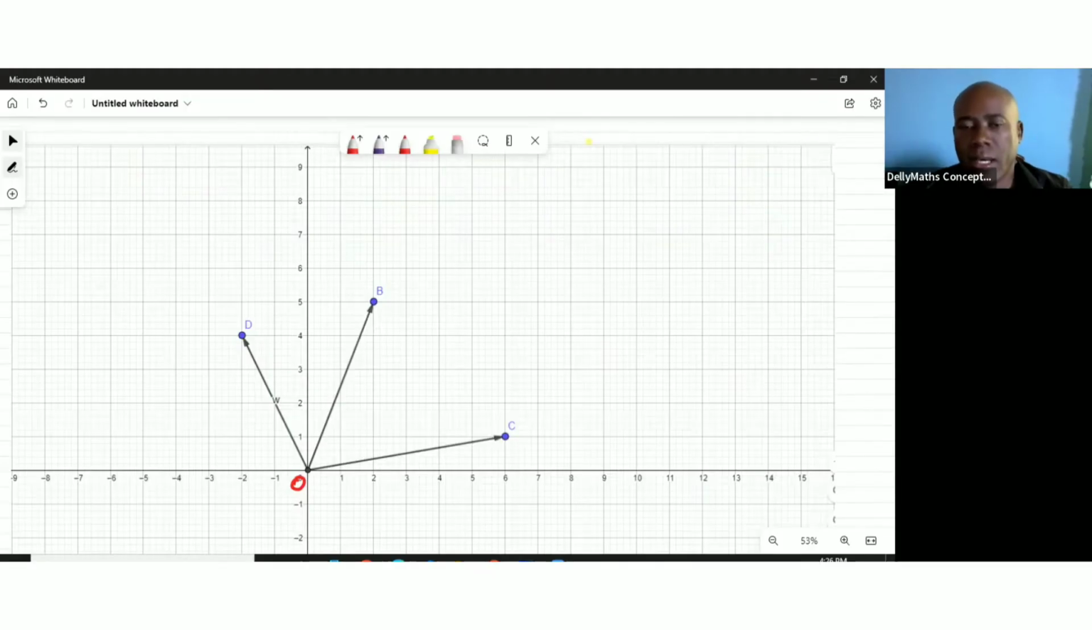Welcome back to Daily Maths Concepts. Today, what we want to look at is the displacement of two position vectors.